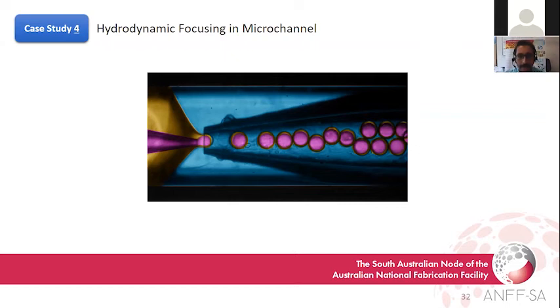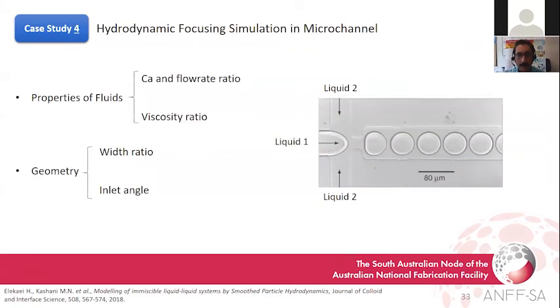In this case study, we're interested to know the hydrodynamic focusing in a microchannel. Hydrodynamic focusing is a technique basically relying on squeezing one of the streams in a four-microchannel intersection by two side streams and reshape it downstream into a thin film. So it's usually focusing of a liquid flow by a second immiscible, less viscous liquid flow.